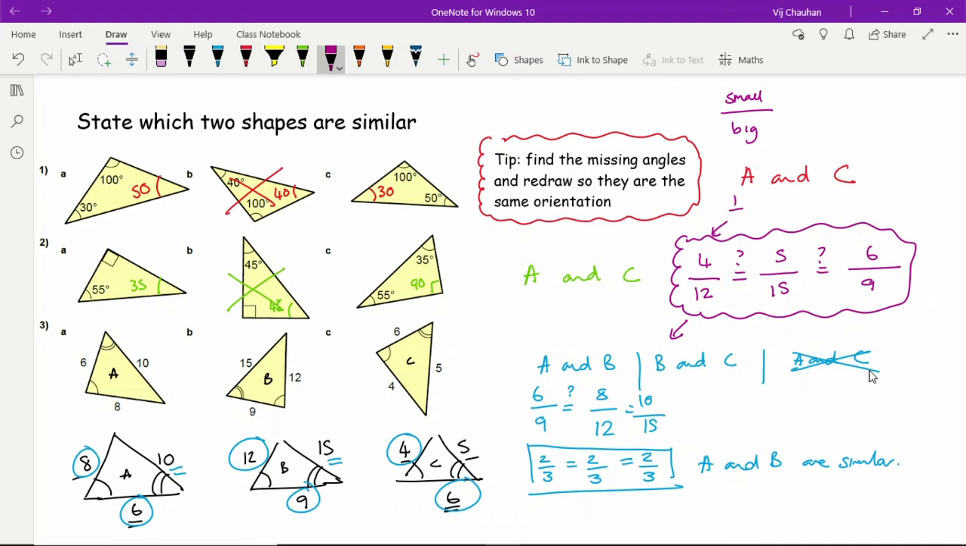which is 1 over 3. For 5 over 15, if I simplify that, I get 1 over 3, which again is looking very, very promising. However, for 6 over 9, that simplifies to 2/3. So as you can see, they are not equal, so therefore B and C is not similar. So the answer for question 3 is that A and B are similar.